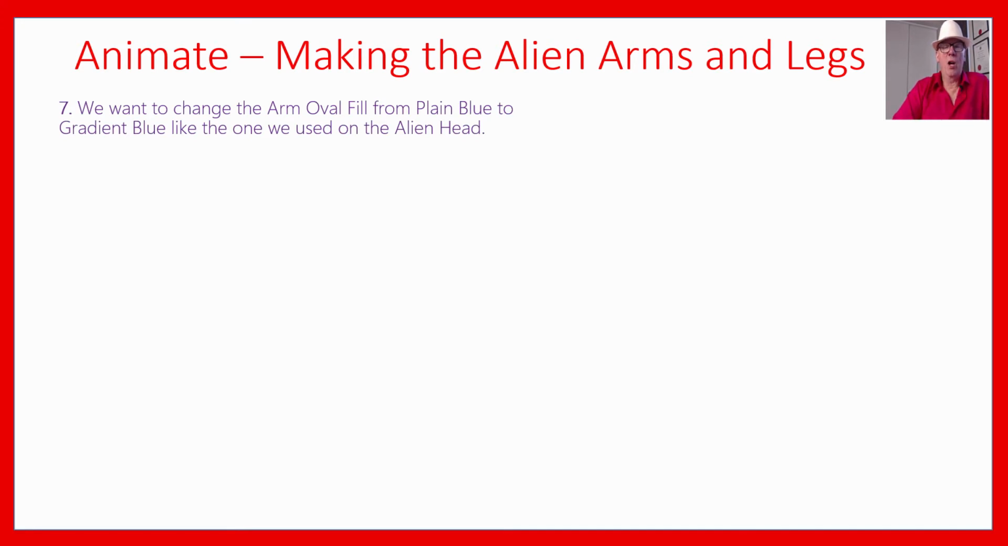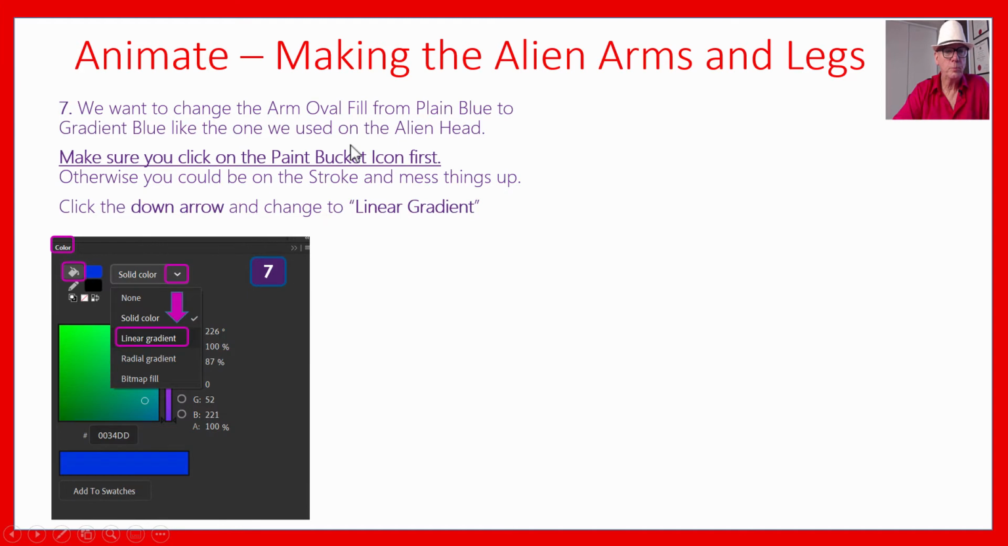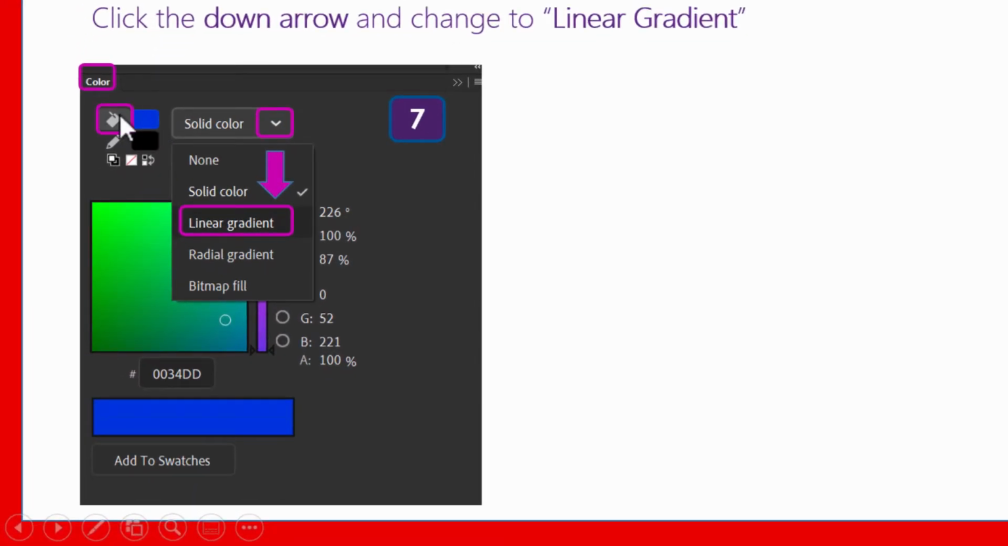Now we want to change the arm oval fill from plain blue to gradient blue like we used on the head. So we need to make sure we click on the paint bucket icon first, otherwise you could be on stroke and mess things up. Okay, so we've double clicked and we're down inside our object, inside the arm, right? But make sure you click on this paint bucket icon. Don't click on the blue, click on the paint bucket icon, all right? Otherwise you might be on the pencil and changing the pencil. Now there is a little arrow here if you do things wrong to arrow it back the other way, but look, if you click on paint bucket, you shouldn't have that problem.